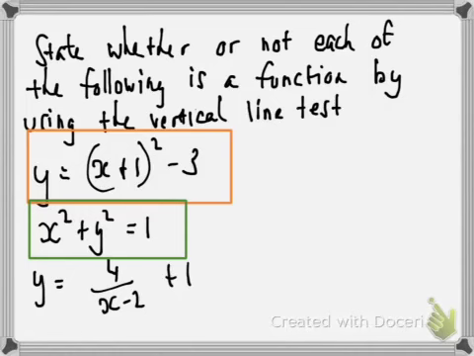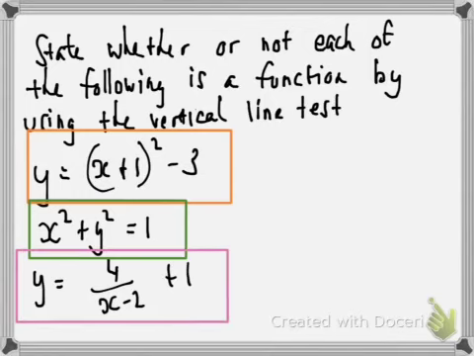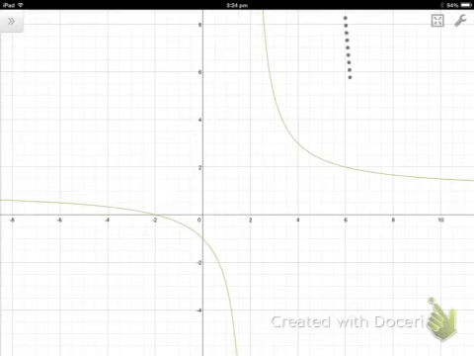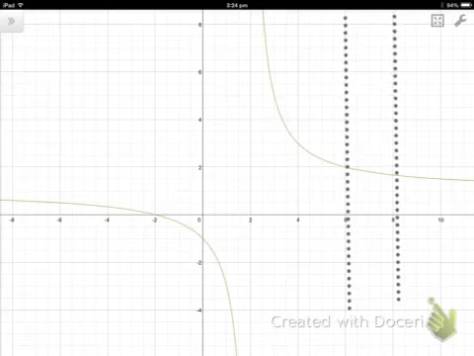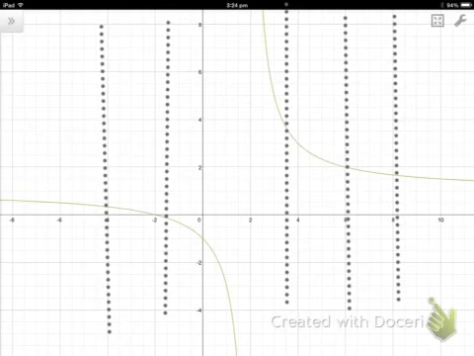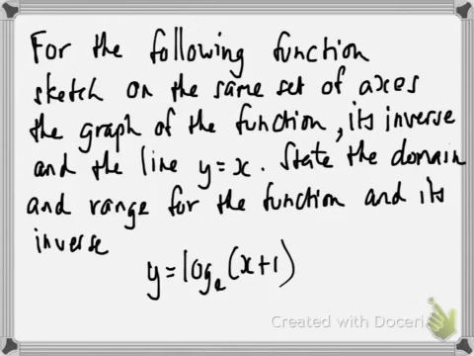Last one is the hyperbola I've got here. Here it is. y equals 4 over (x minus 2) plus 1. We've got a dilation factor here. We've got a shift 2 places to the right and 1 place up for that hyperbola. Let's have a look here at the vertical line test. Certainly, whatever point I choose on the graph, it's only passing it once. There's an asymptote there, but that doesn't matter. It's still a function, and it passes the vertical line test.